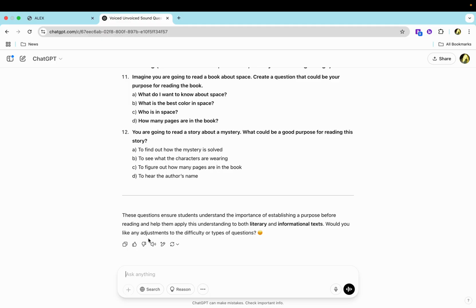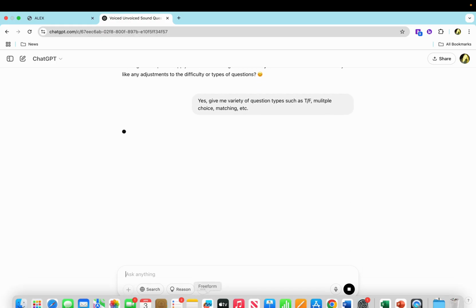It says, would you like to make any adjustments to the difficulty or types of questions? Yes. Give me a variety of question types, such as true, false, multiple choice, matching, etc. Okay, let's see what that does.